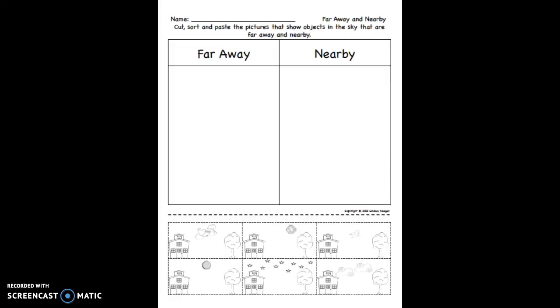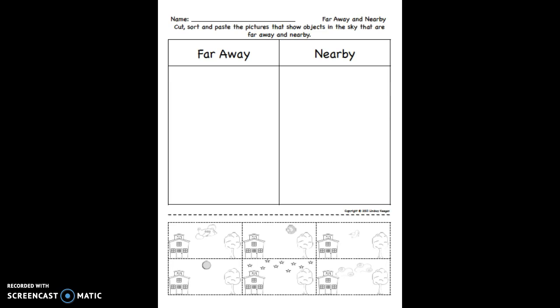Hi, boys and girls. For this activity, you're going to need this worksheet, a pencil, scissors, crayons, and a glue stick. If you don't have all of those items nearby, pause the video and go and get them now.